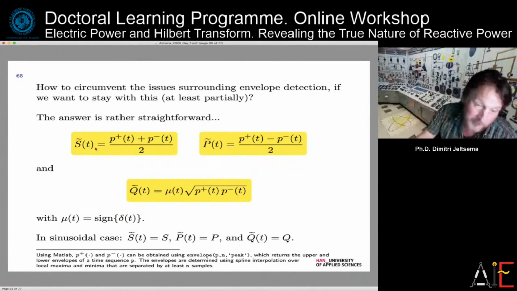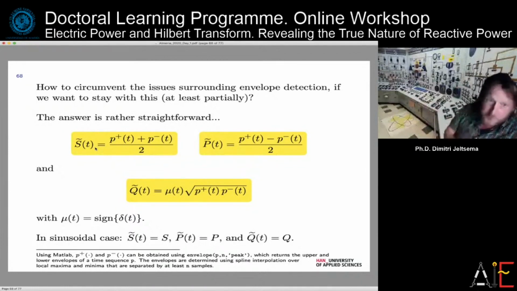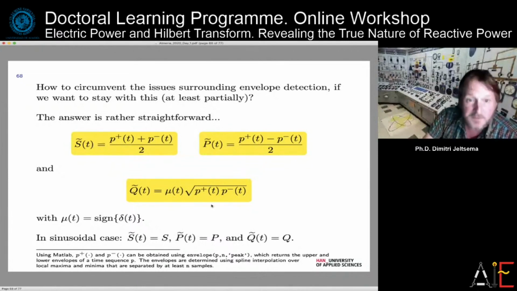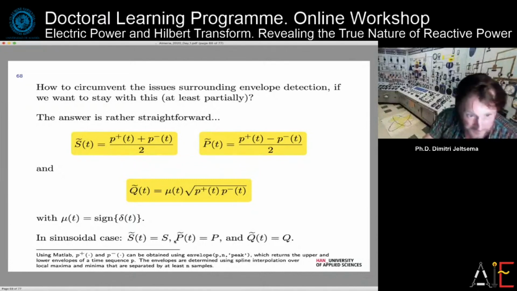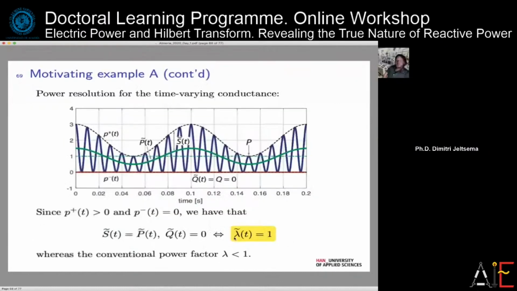All the stuff I have been presenting for the sinusoidal case, you can prove mathematically that it simply goes over to this. It's just the same expressions, but now depending on time, and where I've introduced the tildes in order to differentiate from capital P, capital Q, and capital S. But in the sinusoidal case, it's just the same thing. I'm only left with a few examples.